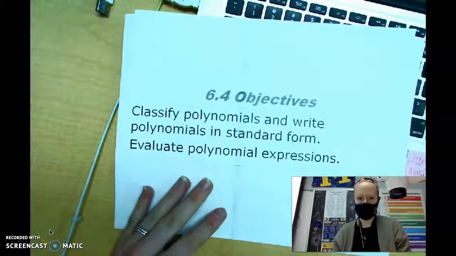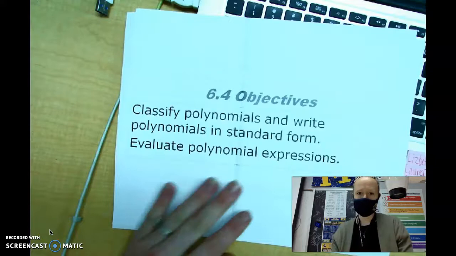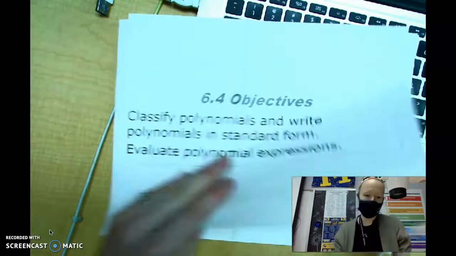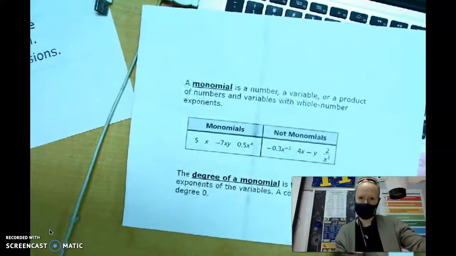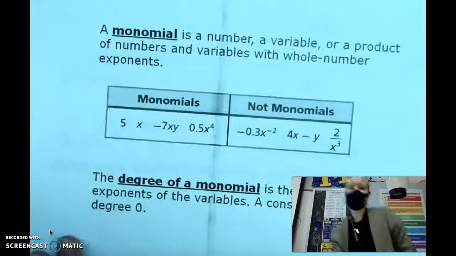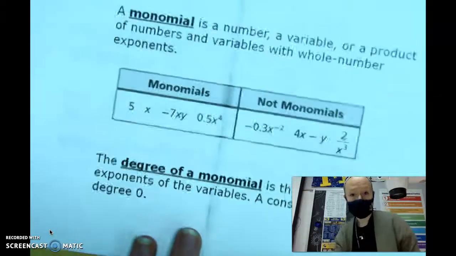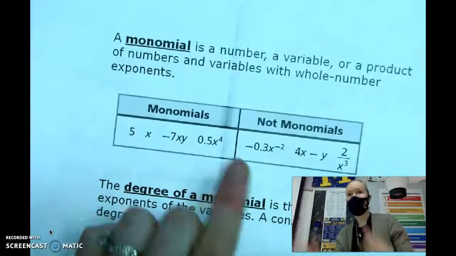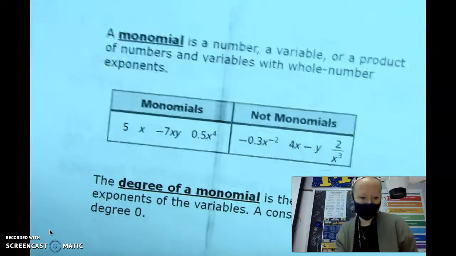We'll be talking about polynomials today. A monomial, I'm going to zoom in so that way you can see better. A monomial is just a set of numbers or variables that are being multiplied by each other. So technically x to the fourth power is just x times x times x times x. So it's just multiplication, right?